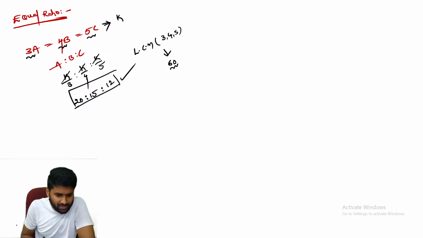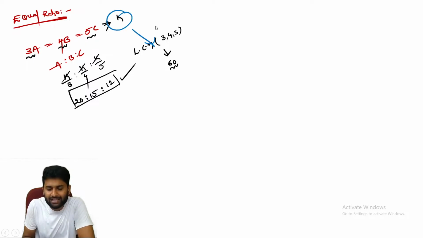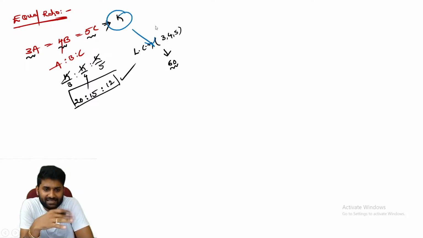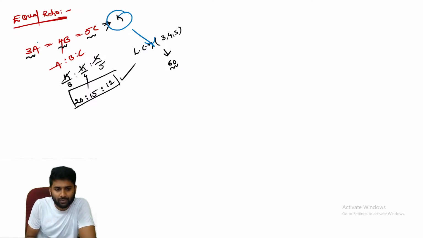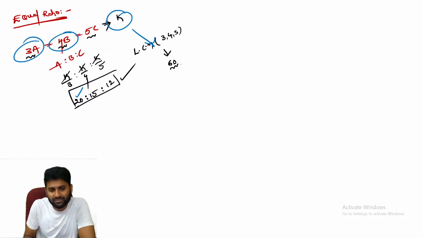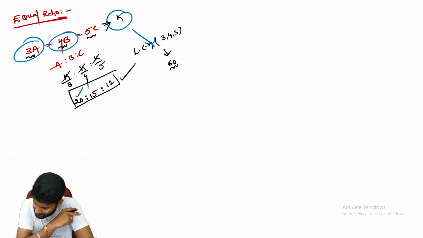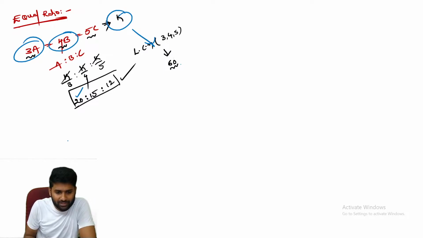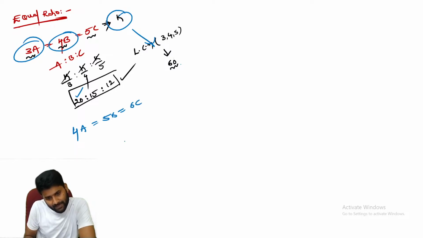If you want to solve these kinds of questions directly, guys, my suggestion: instead of K, take the LCM of the given numbers. Let's take K, for example. 3, 4, 5. Common multiple is 60. Now, 3 becomes 60, we need 20 units. 4 becomes 60, we need 15 units. 5 becomes 60, we need 12 units. You will get the direct answer. Let's take one more example. Let's take another example. 4A, 5B, 6C.